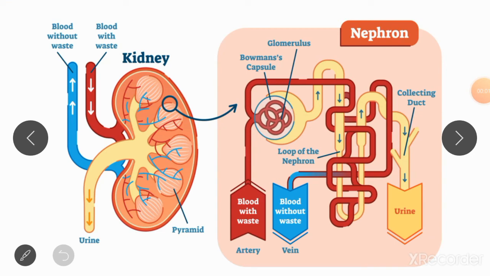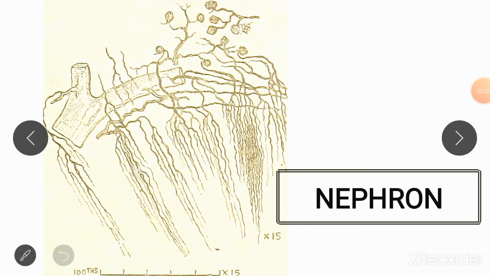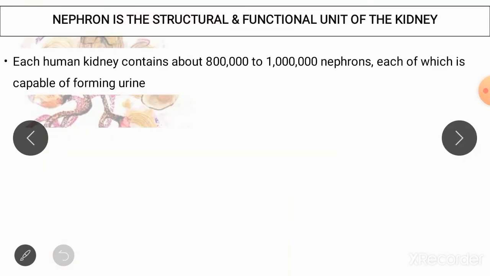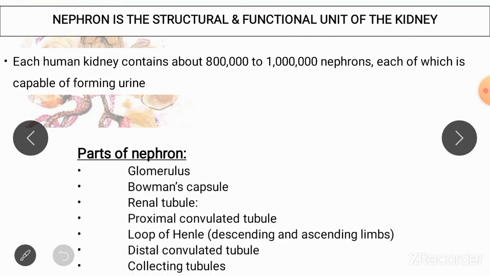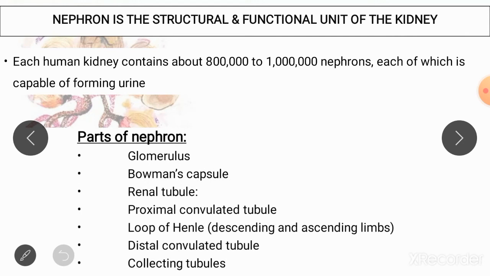Let us now discuss the structure of the nephron. The nephron is basically the structural and functional unit of your kidney, and each of your human kidneys contains about 800,000 to 1 million nephrons, and each of these nephrons is capable of forming urine. So let us discuss the parts of the nephron.